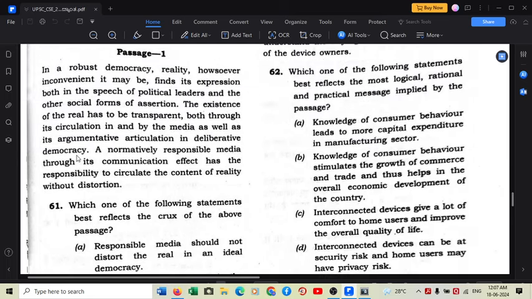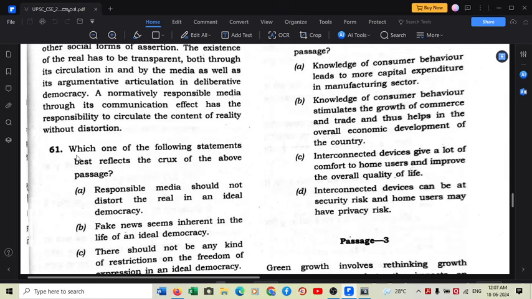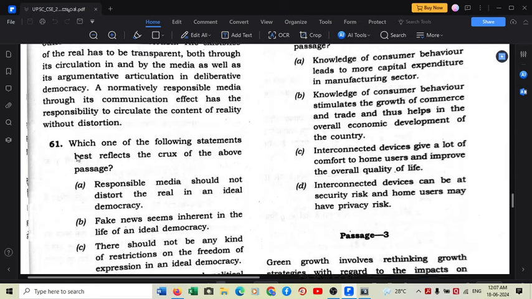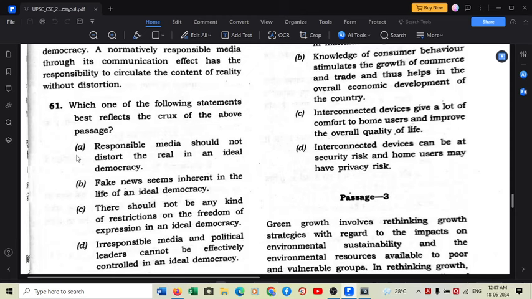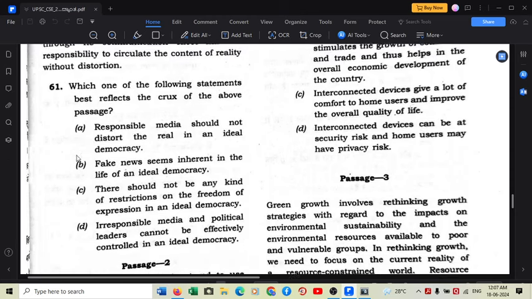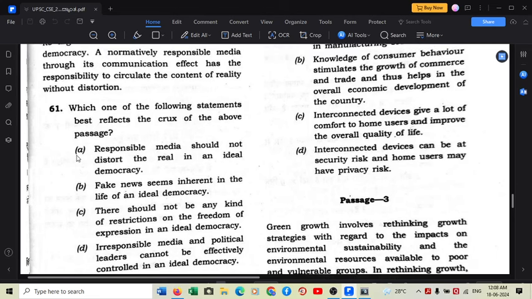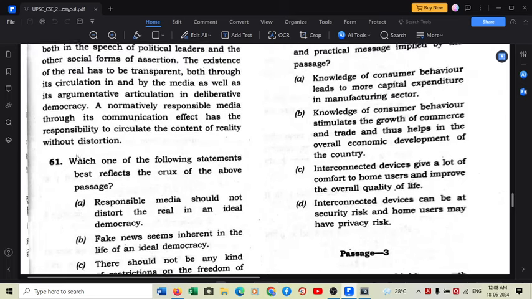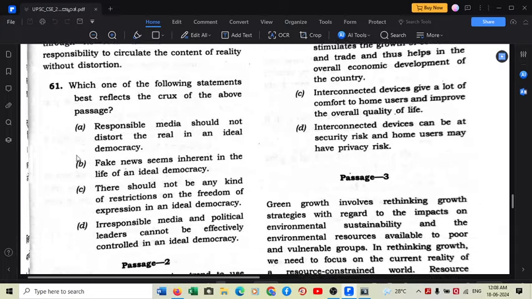It is conveyed by the author that the existence of the real has to be transparent, both through circulation by the media as well as its argumentative articulation in deliberative democracy. So fake news seems inherent is not right as per the passage. Option C, there should not be any kind of restriction on the freedom of expression in an ideal democracy. Yes, there should not be restriction, but here the author is not talking about whether there should be restriction on freedom of expression or not. The author is talking about whatever is real should be communicated effectively in its real sense.